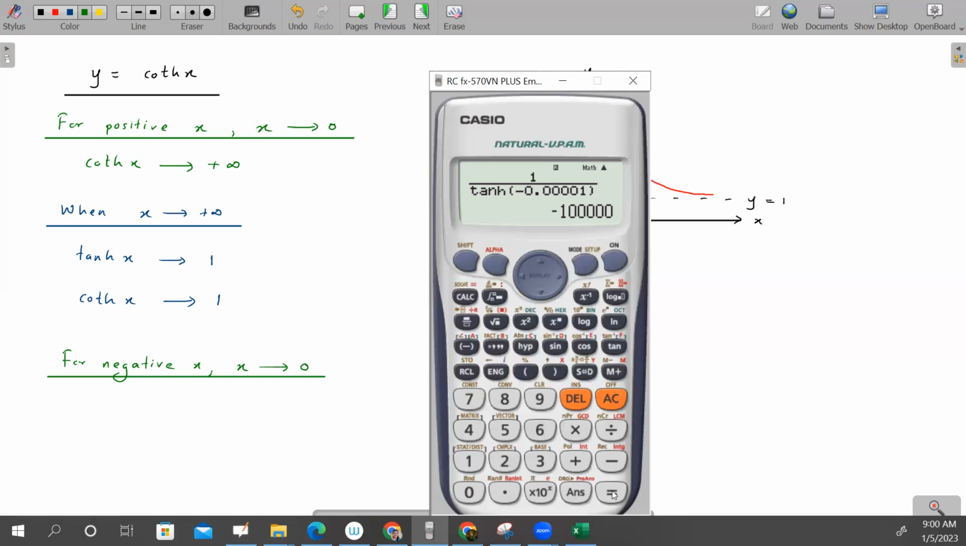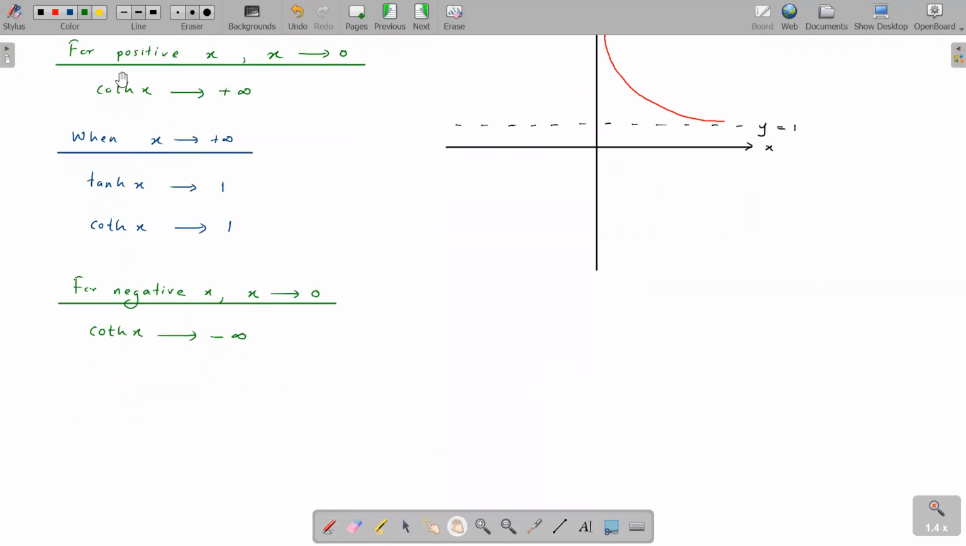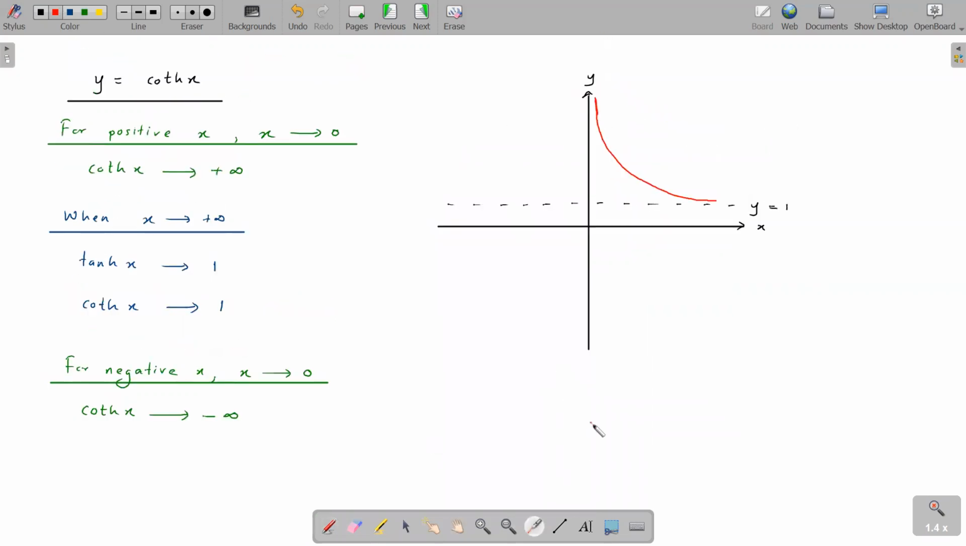You can see for negative x, as x approaches 0, the 1 over tangent graph is near negative infinity, or the y values are infinitely large and negative. So the cotangent graph is infinitely negative. Basically, you understand that when x is close to 0 from the negative side, the y values are really large and negative. So that means it's down over here. Right, guys?